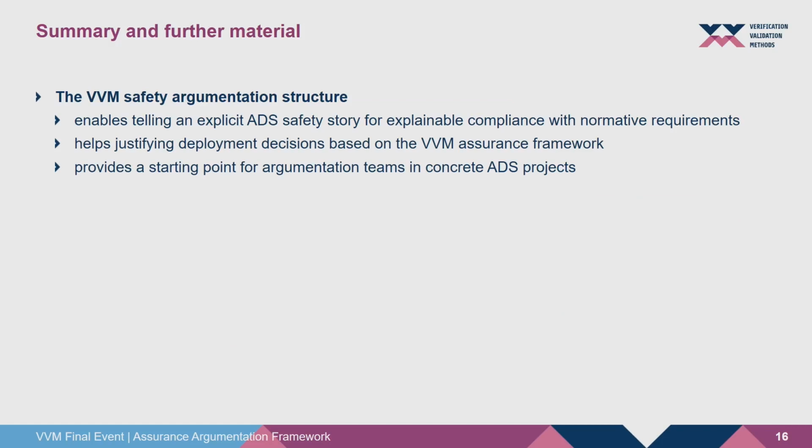Coming to the end, I started with 2 promised outcomes. The first is an answer to the question, why is an explicit safety argument important for ADS assurance? And my answer would be that the explicit safety story is required to explain compliance with normative requirements to stakeholders. The second outcome, I promised how we can build up such an argument systematically. The answer is, we can build up such an argument based on the VVM assurance framework which is built upon an industry-grounded proposal for risk management, global development and operation, and scenario-based safety assurance.